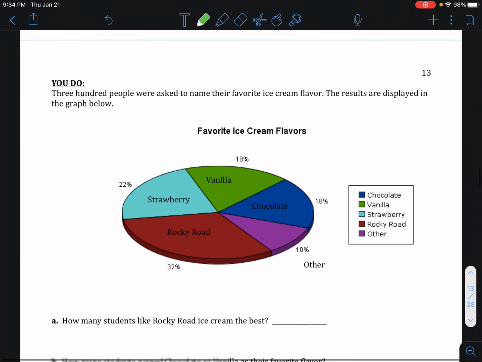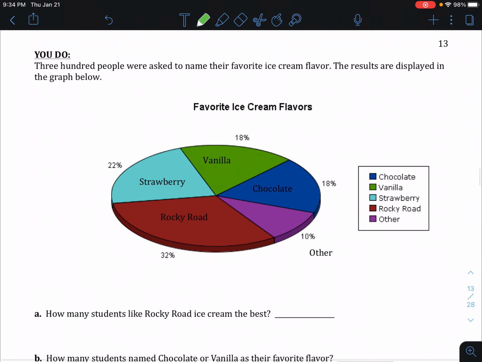Okay, I'll guide you through this one, even though you can pause and test yourself. Now in this one, again, we have to be careful. Up here it says 300 people were asked to name their favorite ice cream flavor, and the results are displayed. So in A, how many students like Rocky Road ice cream the best? We would take 0.32 times 300, and that would give us 96 students.